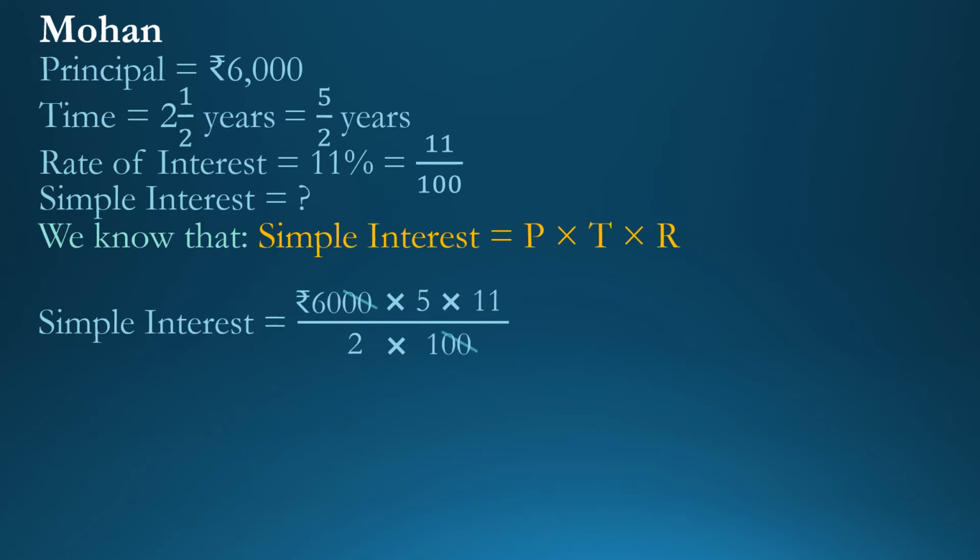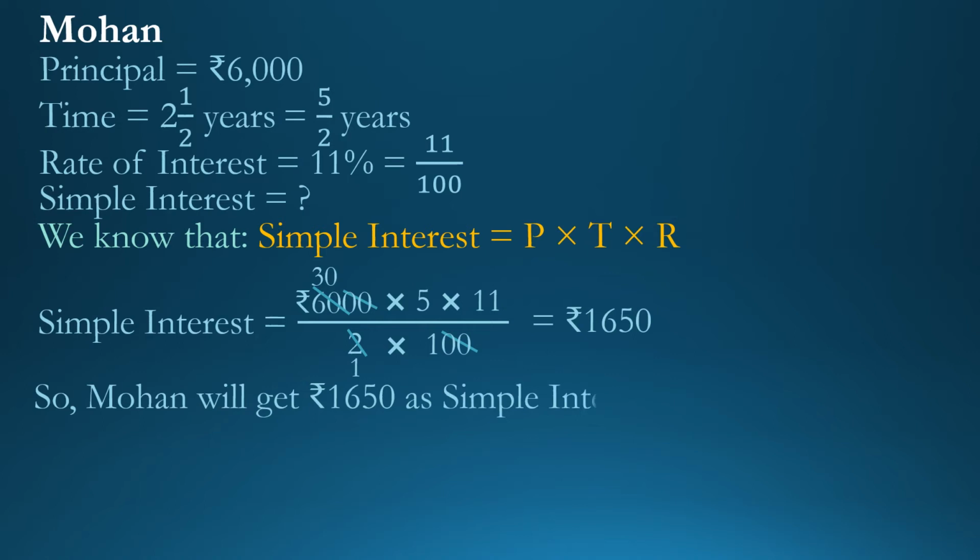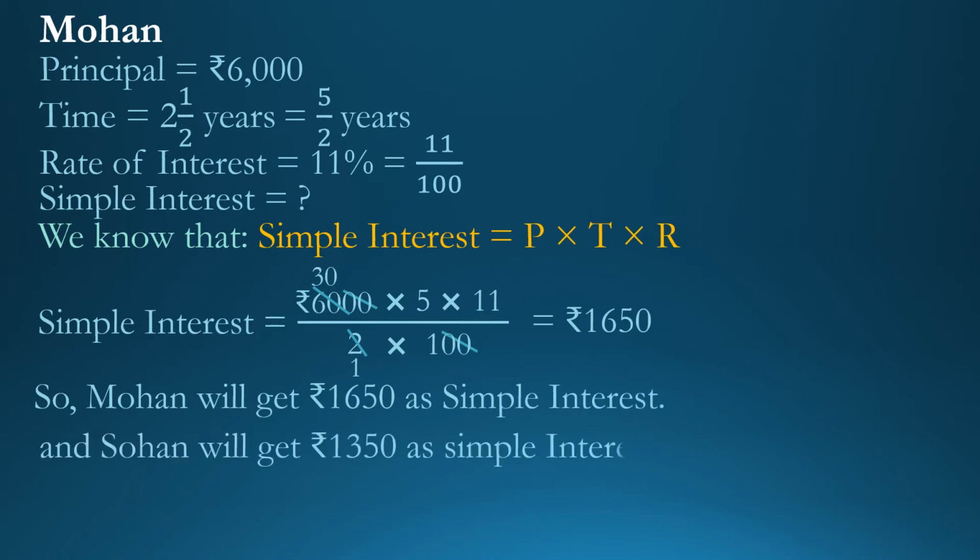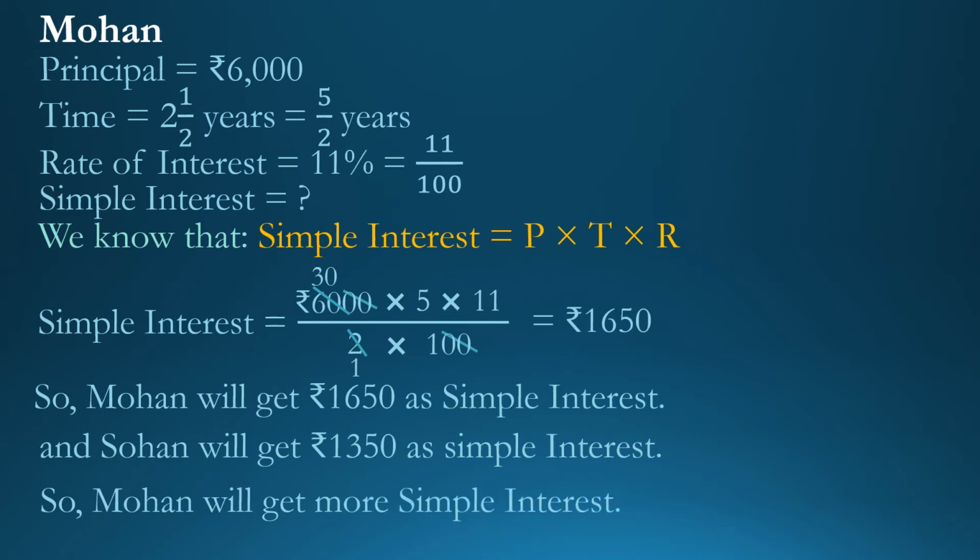Cut 20 by 20. See, 2 and 60 both are divisible by the same digit 2. So divide. 2 ones are 2 and 2 30s are 60. Now it cannot be further divisible. So do the multiplication. We get rupees 1650. So Mohan will get rupees 1650 as simple interest, and Sohan will get rupees 1350 as simple interest. Now tell me, who will get more simple interest? Yes, Mohan. So write down Mohan will get more simple interest.